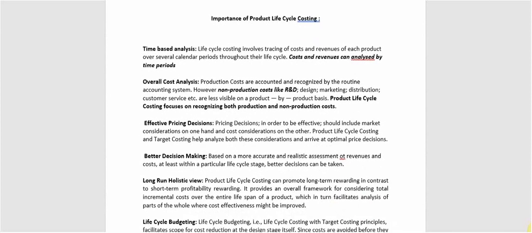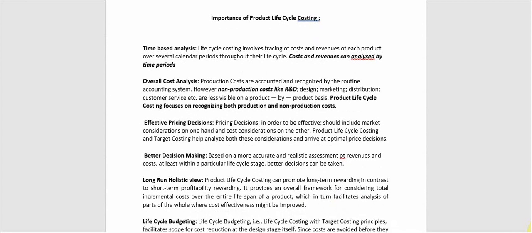The next topic is the importance of product life cycle costing. It is a time-based analysis, because costs and revenues can be analyzed over a period of time. If you see the price or the sales volume at the introduction stage and at the declining stage, and how the cost is behaving, we can see the changes in different phases. It also helps with overall cost analysis and effective pricing decisions.